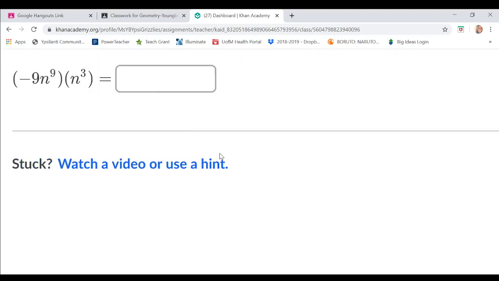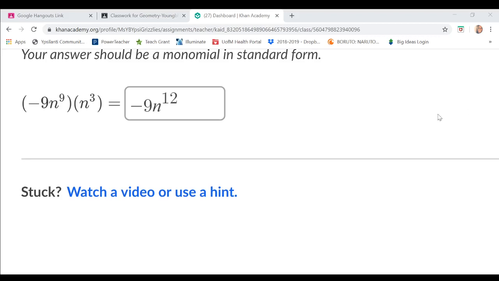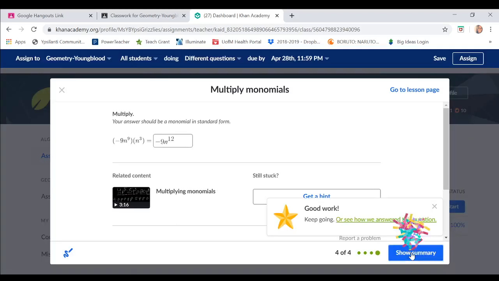This last one we have negative 9n to the 9th times n cubed. Try it yourself and then resume the video to see if you got it right. So you guys should have gotten negative 9. There's nothing to multiply it by. You can multiply it by a 1 technically. Negative 9 times 1 is negative 9. We have 9 n's here and 3 n's here. 9 plus 3 gets us 12. So our final answer should be negative 9 times n to the 12.